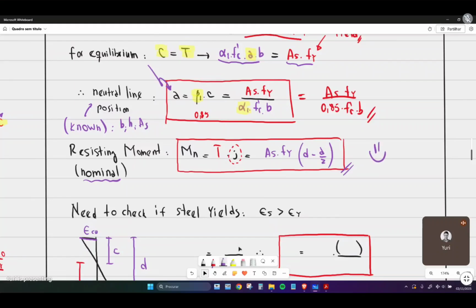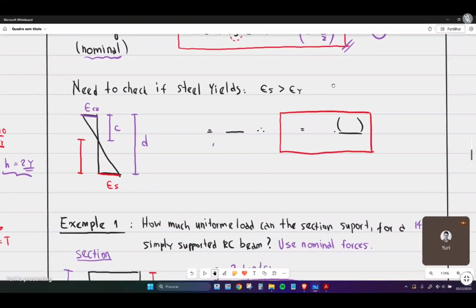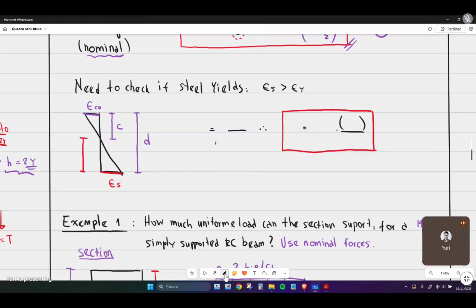Something that also needs to be addressed is the effect of stress and strain. Whenever we are designing reinforced concrete beams, we need to assess if the amount of steel within the section is going to yield under the nominal forces. And why do you want that, Yuri? Why do we need this? We need to guarantee that we have the ductility being satisfied. We have to have ductility in the beam by using this relation.